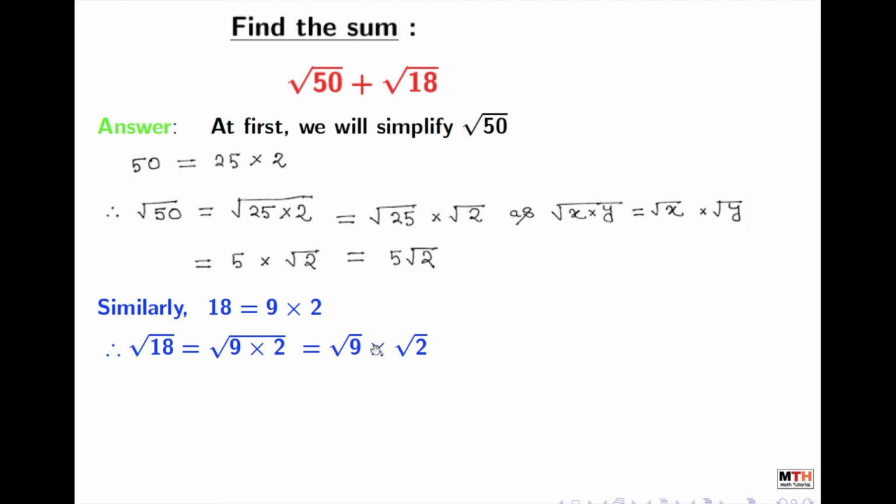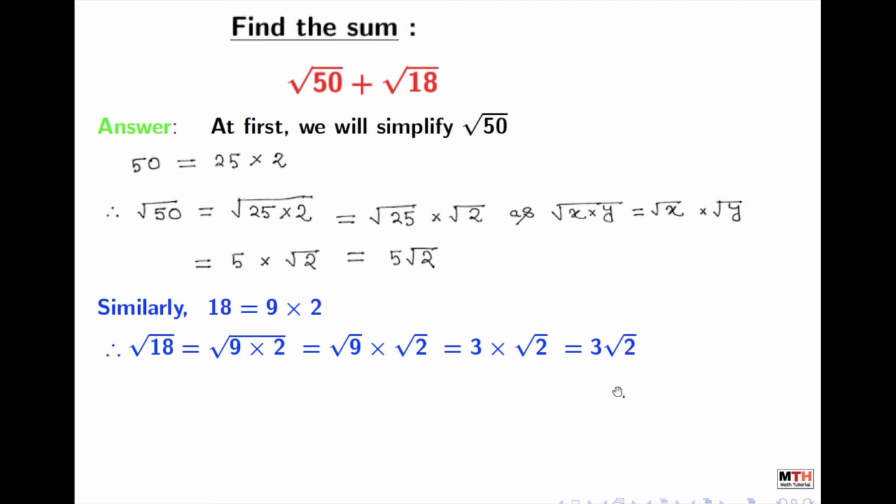We have used the same rule here. And square root of 9 means 3. So we get 3 times root 2. That means 3 root 2. So this is the value of square root of 18. Now we have the value of square root of 50 and square root of 18.